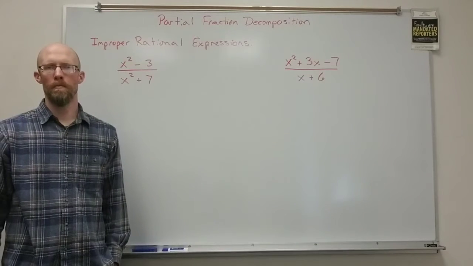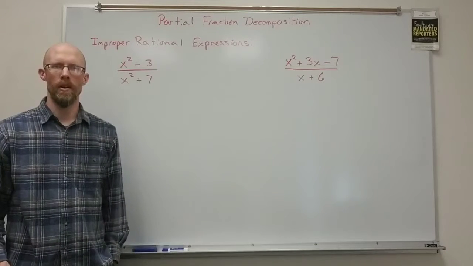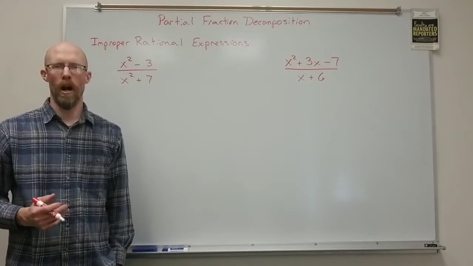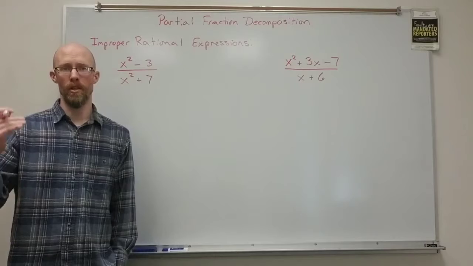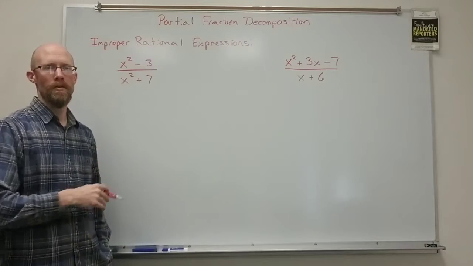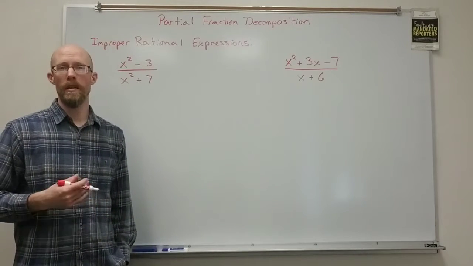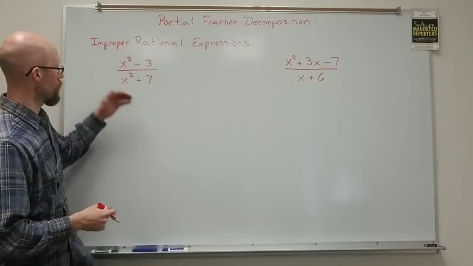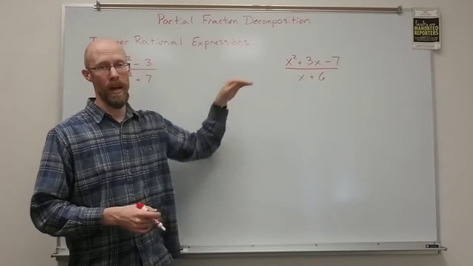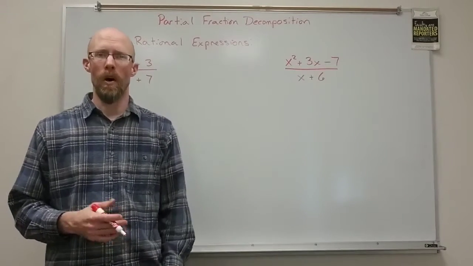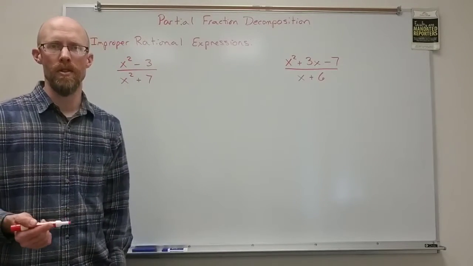Now, when we perform partial fraction decomposition, we're going to need to work with proper rational expressions, where the degree on top is smaller than the degree on the bottom. Here, however, I have two examples of improper rational expressions, where the degree on top is the same as that on the bottom or bigger than that on the bottom, okay? And so how do we deal with those? Well, let's deal with those first.